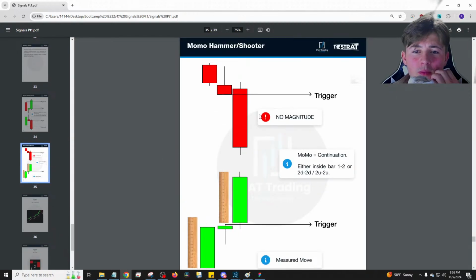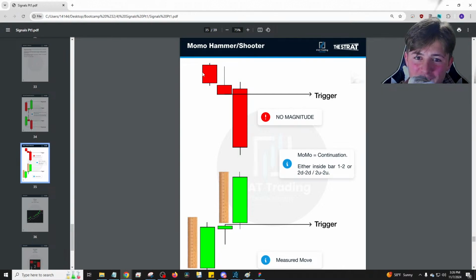We can also have what we call momentum hammers and shooters, which we don't have all the examples here, but we will add them in. So momentum is simply a continuation. When we say momentum, we mean it is confirming what has already occurred. So in this case, you'll see 2 down, momentum shooter. Okay, what does that tell us? Well, potentially there's trapped longs in here, and we already know it's going down. So the sellers are definitely in control.